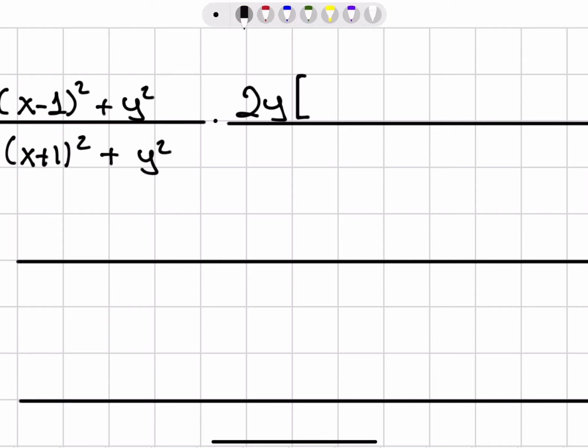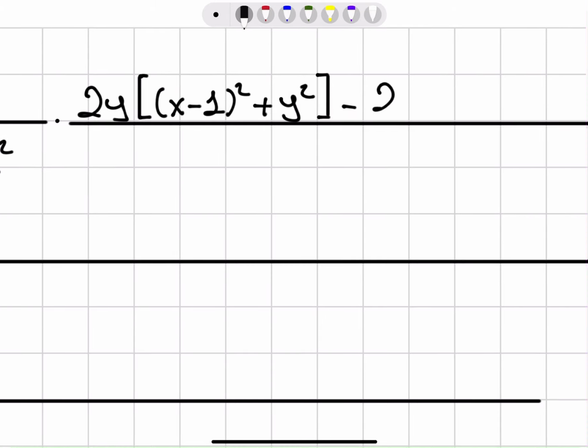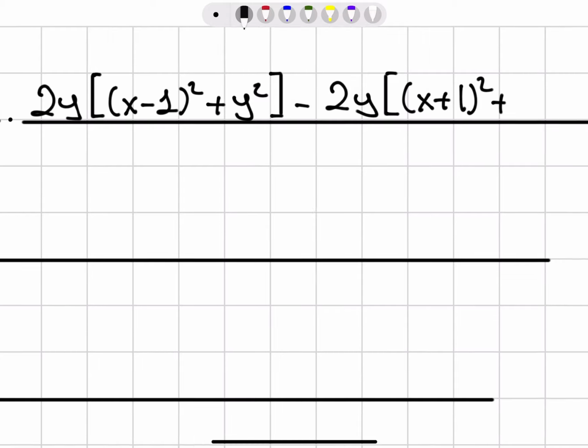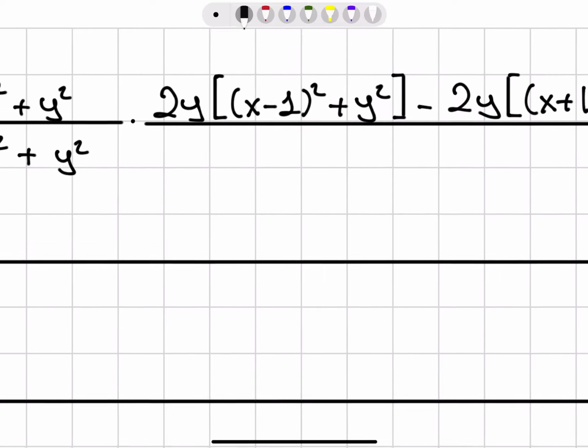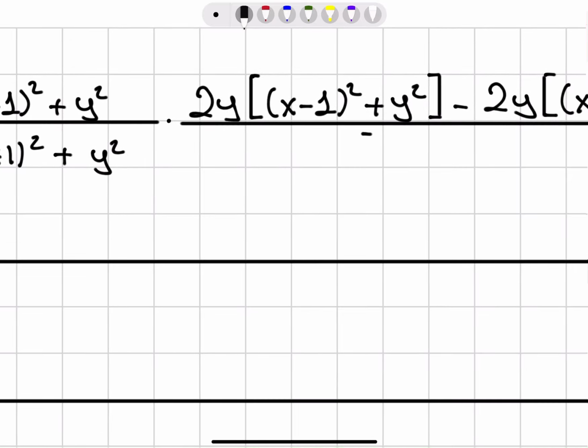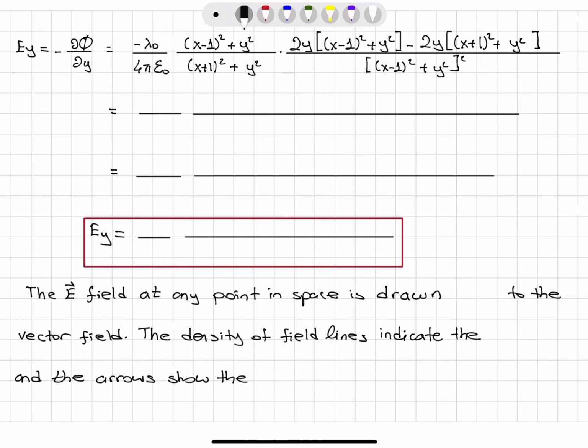x minus 1 square plus y square, and then subtract from this the derivative of the bottom, which is also 2y multiplied by the top, x plus 1 square plus y square, and this is divided by the square of the bottom, (x minus 1 square plus y square) square.